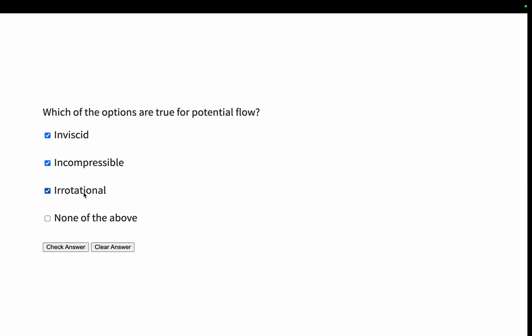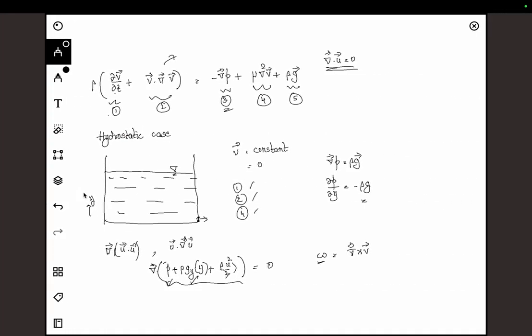And irrotational, as I said just now, so this particular omega that you have here, if this is zero, then you call it irrotational flow.